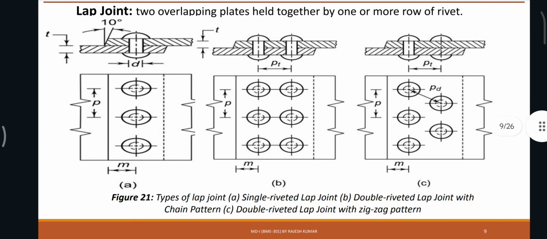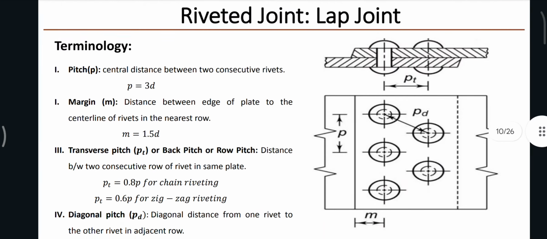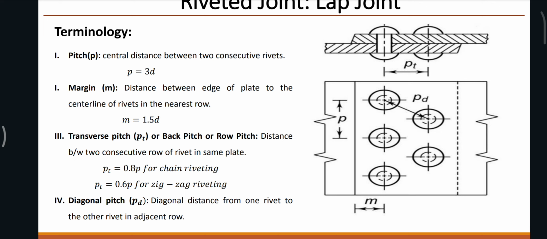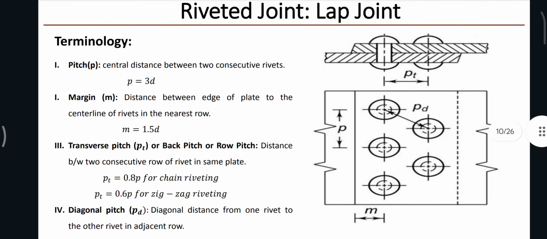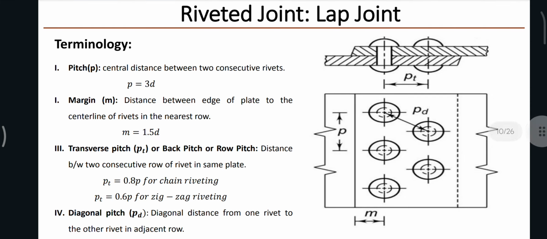The distance between two rivets is known as pitch, denoted by small p. Pitch is the center distance between two consecutive rivets. P equal to 3D, where D equal to diameter of rivet. Margin M, distance between edge of plate to the center line of rivet in the nearest row. M equal to 1.5 into D.